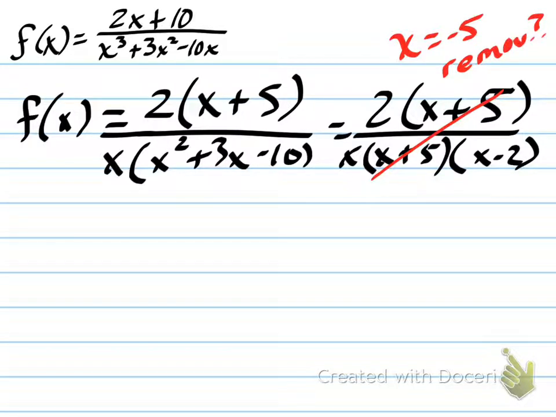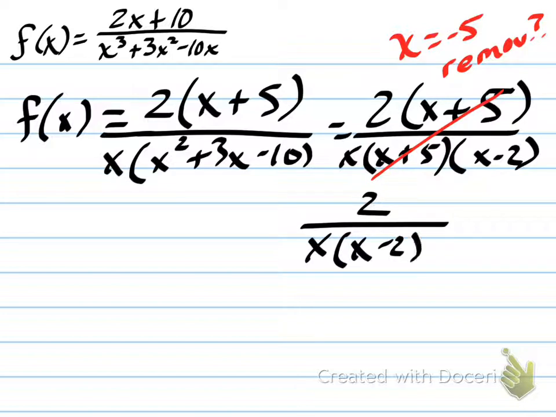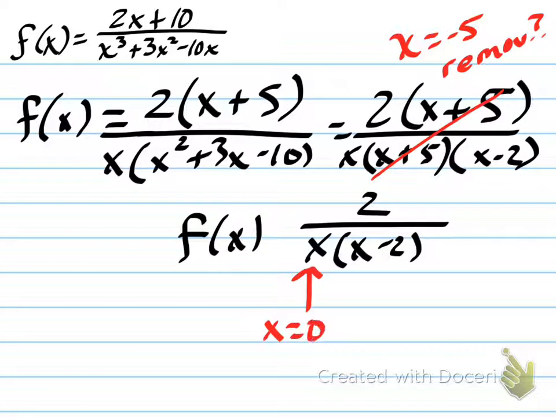The reason I have a question mark there is I haven't justified it yet, but it's probably a dead giveaway that it's going to be. And if I simplify my function, I'm left with 2 over x times x minus 2. And if I look at what is not able to be removed from the bottom, I'm left with two values. One of them would be x equals 0. That will make the bottom equal to 0. And the value that makes the bottom equal to 0 here is x equals 2.